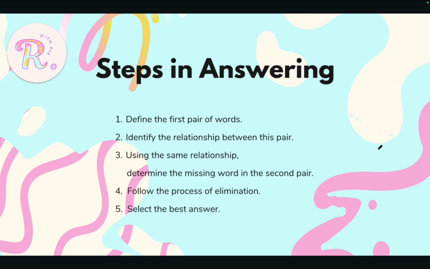But before we end the video, I would like to have a recap on the steps in answering your analogy questions. First off, we have to define the first pair of words. As I've said earlier, this is very important because in the English language, one word could mean a lot of things. And if you don't define it well, you're going to have trouble finding the right answer.